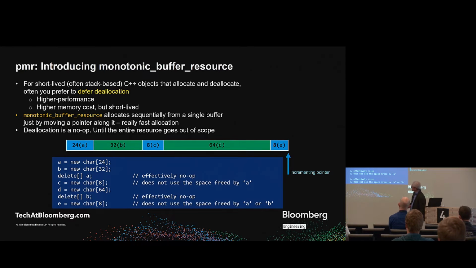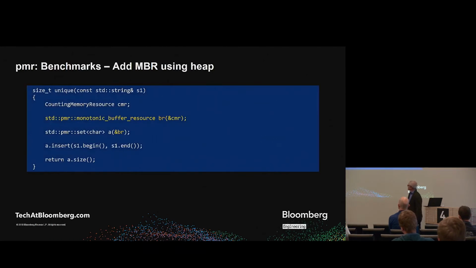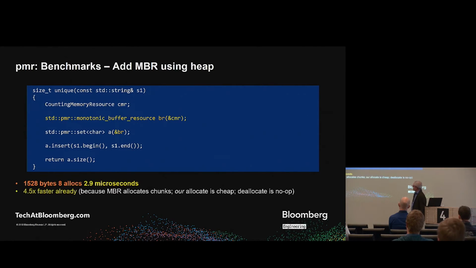I can just plug this in and see what happens. So if I plug this in, it's very easy to cascade. I've now got my counting memory resource, which is the thing that really calls malloc and free, plugged into my monotonic buffer resource. So when it needs memory, it gets it from my counting allocator, which gets it from the system. And I'm going to pass that to the set, and see what happens. So hurrah, we've done better. 8 allocations, 4.5 times faster already.